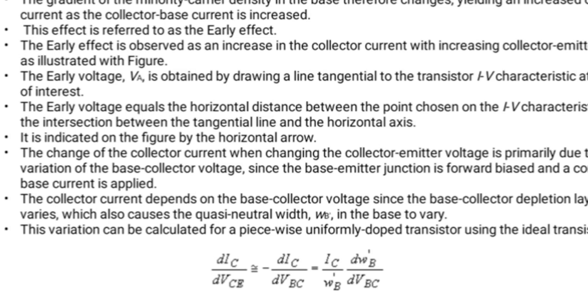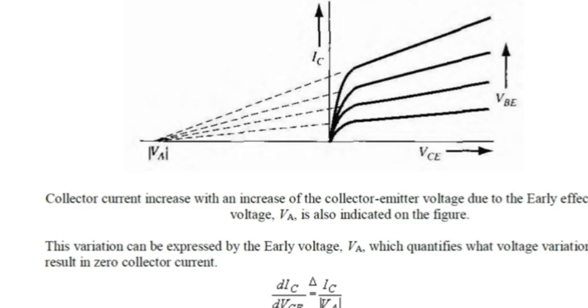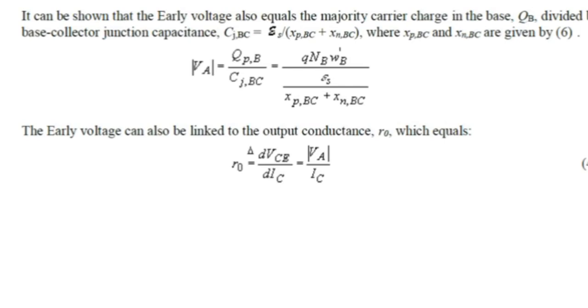So this will be increased or decreased based on the changes in the voltages, and you can see the variation as dVC equal to minus dIC divided by dVBC. If there is an increase in the collector current, then there will be an increase in the collector-emitter voltage due to this Early voltage. Since there is a gradual increase, the variation can be determined as dIC divided by dVC equal to IC by VA. These are the Early voltage equations.